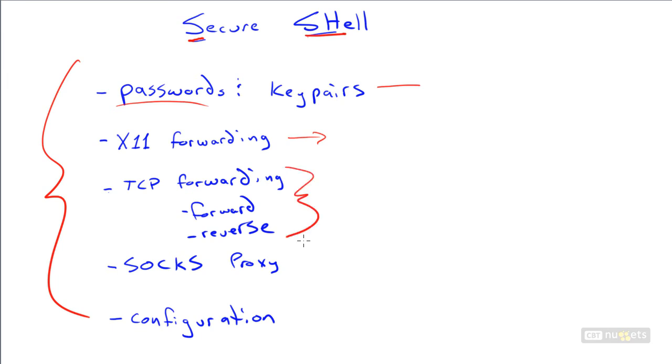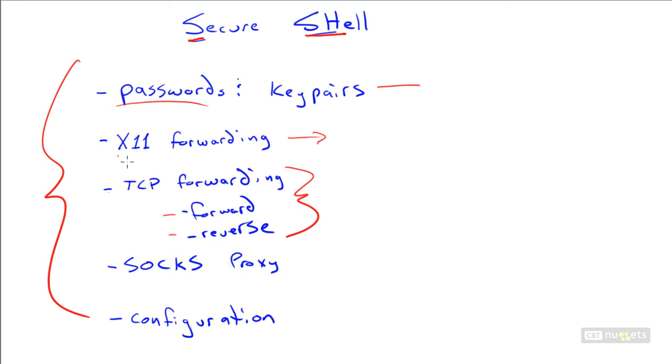TCP forwarding, this is complex. This is a little bit hard to wrap your head around. So we're going to spend a little bit of time here so that conceptually you get what's going on. There's two different kinds of TCP forwarding or tunneling. It's forward and reverse. We're going to talk about both, and hopefully my pictures will be good enough that you'll understand.